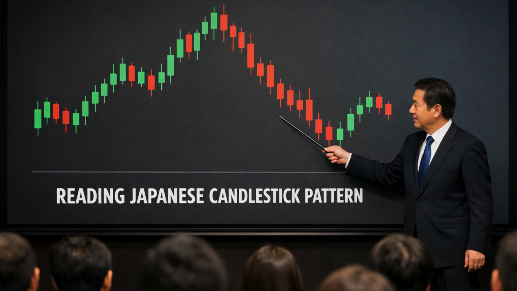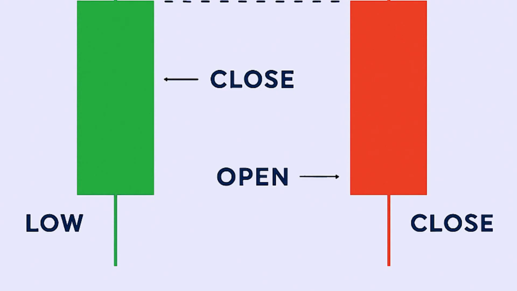So, how do you read a Japanese candlestick chart? Now, every candlestick pattern has 4 data points. Open, the opening price. High, the highest price over a fixed time period. Low, the lowest price over a fixed time period. Close, the closing price. Here's what I mean. Remember, for a bullish candle, the open is always below the close. For a bearish candle, the open is always above the close.